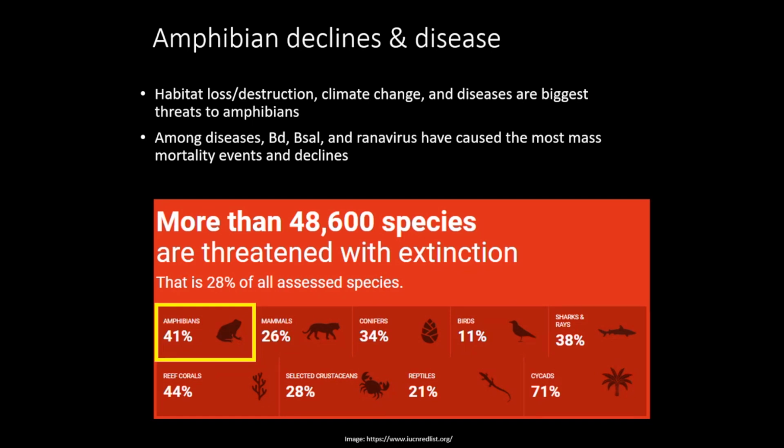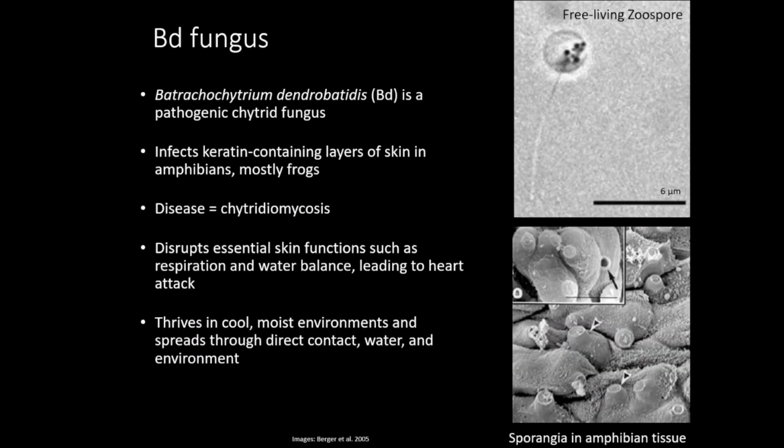In my lab, we've worked a lot with ranavirus, which I won't be speaking about today. But for this project, BD and B-Sal are the pathogens which I'll be introducing that we know have caused significant mass mortality events and declines in amphibians. If you're not familiar with BD fungus, Batrachochytrium dendrobatidis, it is a fungus that infects certain kinds of skin in amphibians, the kind that contains keratin. And while it can infect various amphibians, it's mostly a problem for frogs. And when it causes disease, it's called chytridiomycosis.